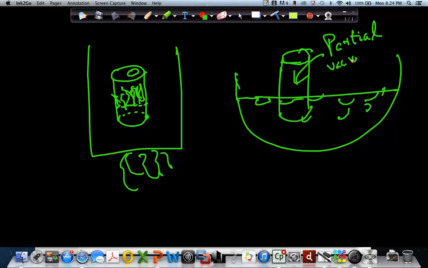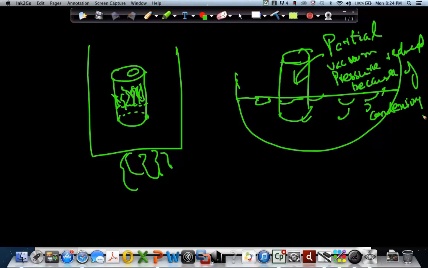It immediately condensed, and the pressure actually fell down. Pressure reduced because of condensing of steam.